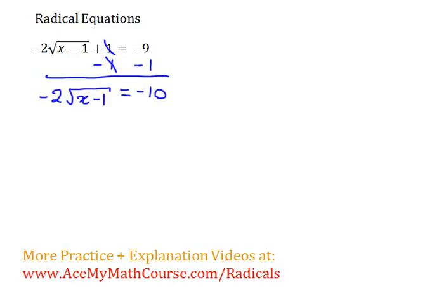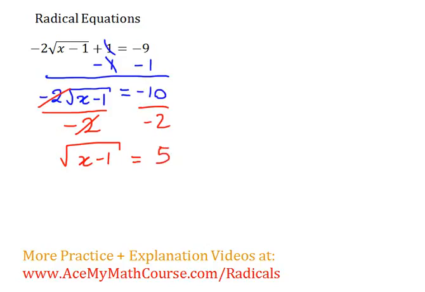Okay. What now? Well, we still want to get rid of the radical. So I will divide both sides by negative 2. Negative 2's cancel out. So we have the square root of x minus 1 is equal to negative 10 divided by negative 2. Negative, negative, they make a positive. And 10 divided by 2 is just 5.